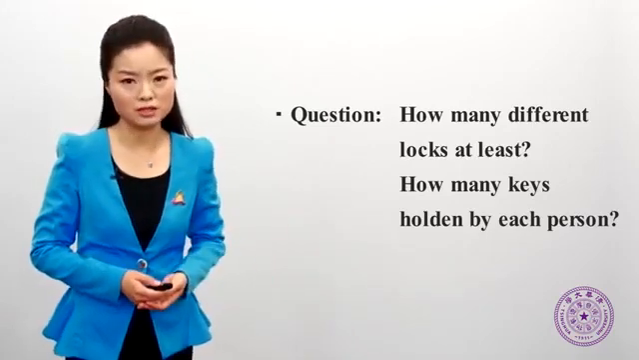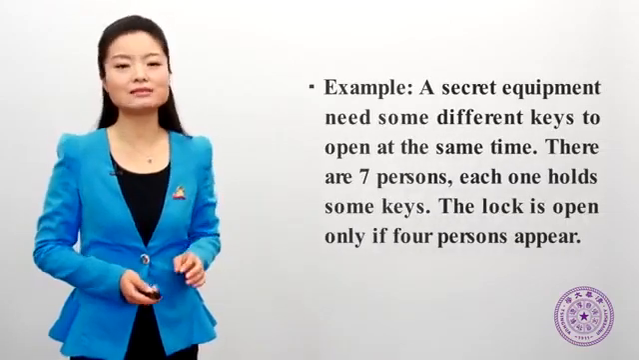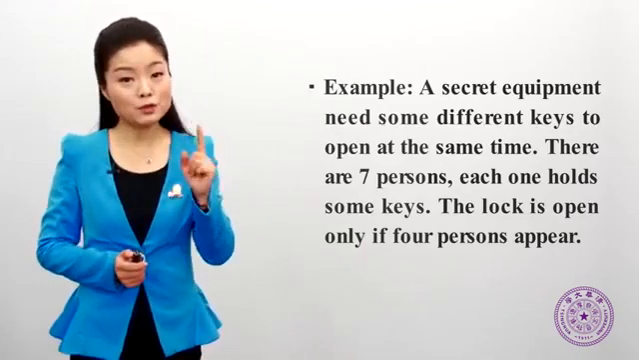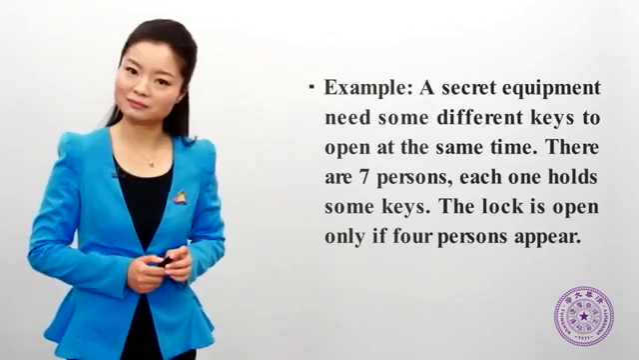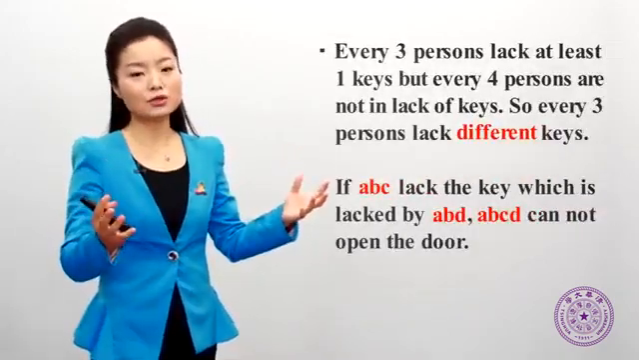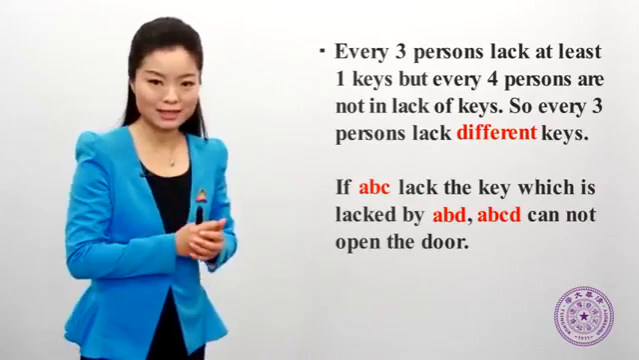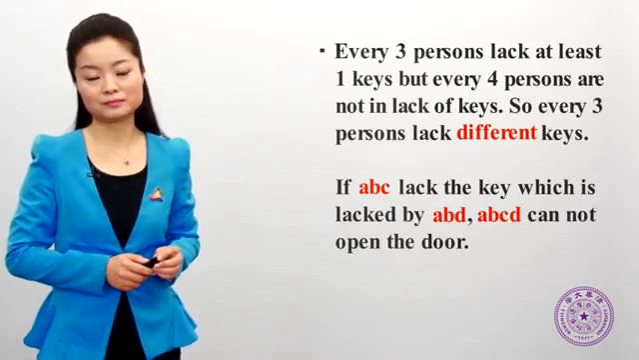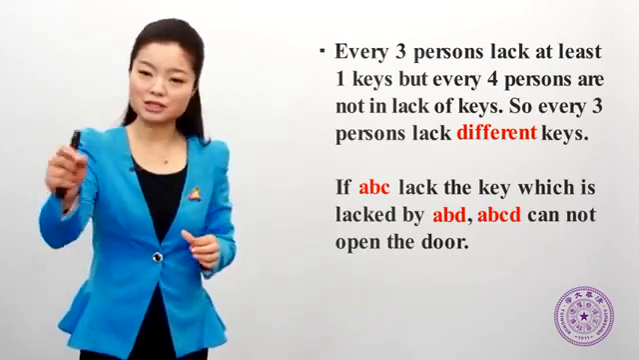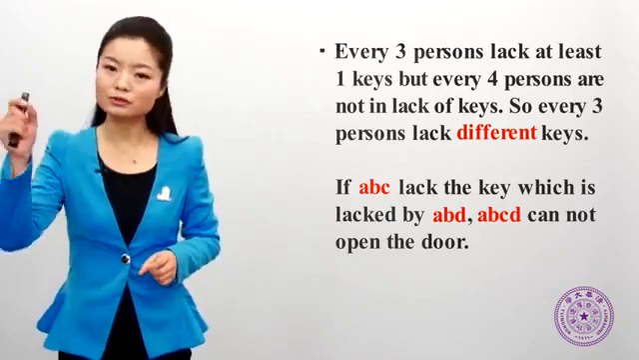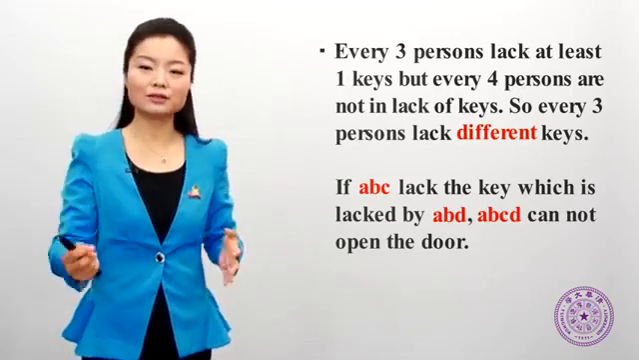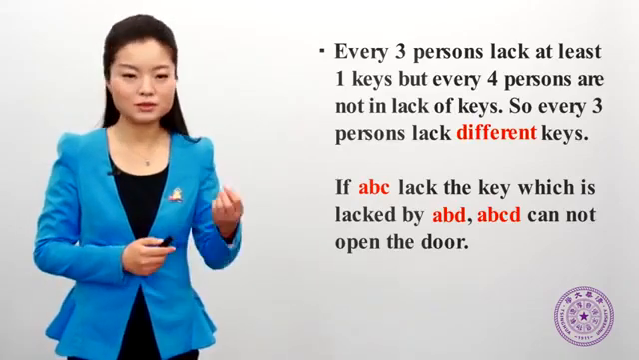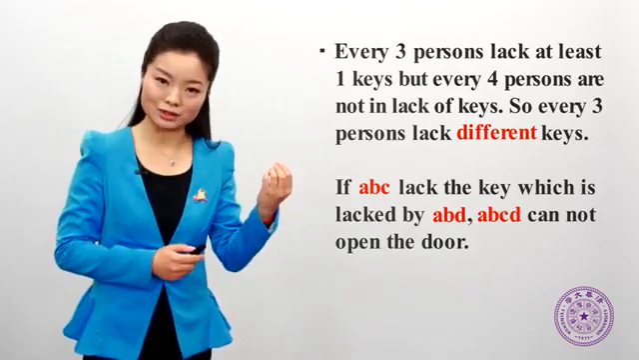The problem seems to be extremely complex, but let's analyze it carefully. 4 members must gather up. This means that any 3 persons among the 7 would be in lack of at least one key. And the one they lack must not be the same. If they lack the same key, it's possible that 4 of them could lack the same one. This means that any combination of 3 members corresponds to a unique key.